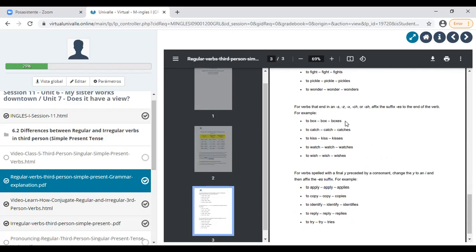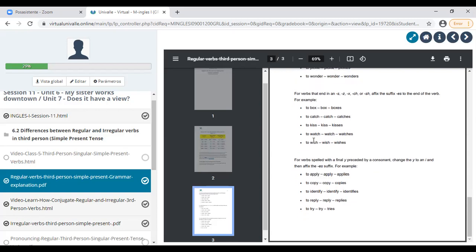And rule number 2, for verbs that end in s, z, x, ch, or sh, affix the suffix es to the end of the verb. Example, to box, boxes, to catch, catches, to kiss, kisses, to watch, watches, to wish, wishes.